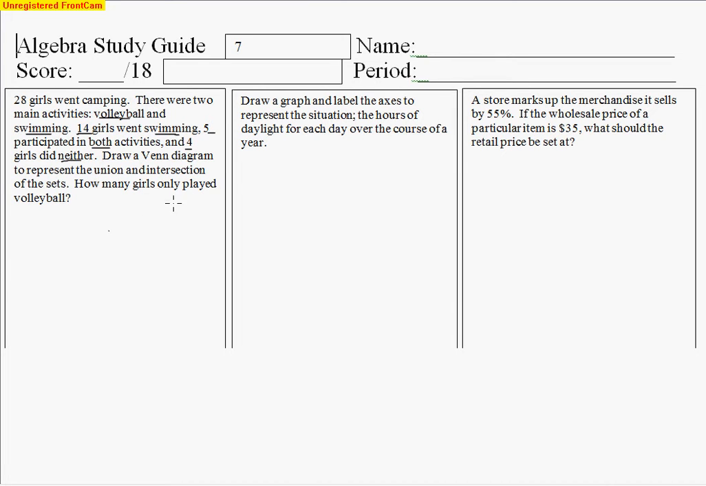Okay, so let's find out how many girls participated. Out of those 28, we have to subtract 4, so only 24 participated in an activity. We just don't know which ones did what. So let's go ahead and find out. Let's start by drawing our Venn diagram here. One of the circles will represent volleyball, and the other circle will represent swimming.